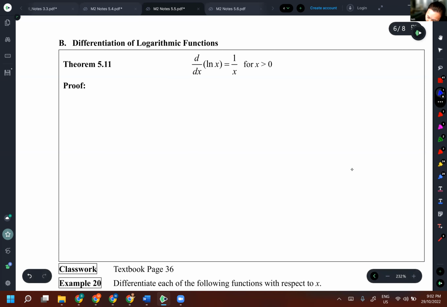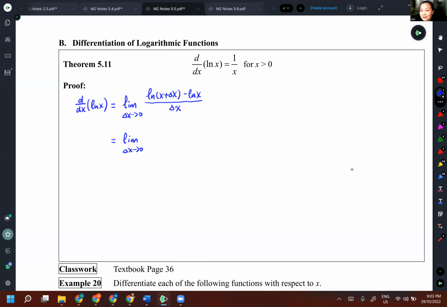d/dx log x equal log(x plus delta x) minus log x, divided by delta x. This one is just a lot of log. You have to just know how to do it. I think I've shown you a very similar question at least before. You see, this is log minus log. I will change it to 1 log.